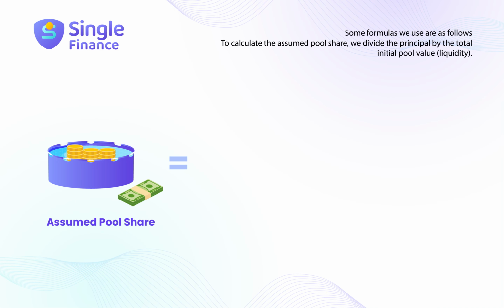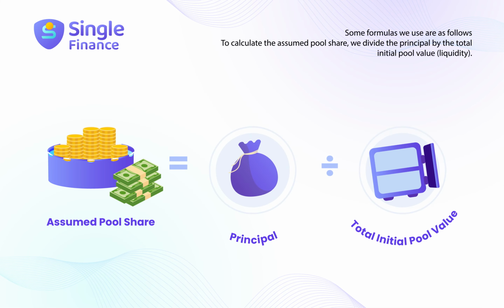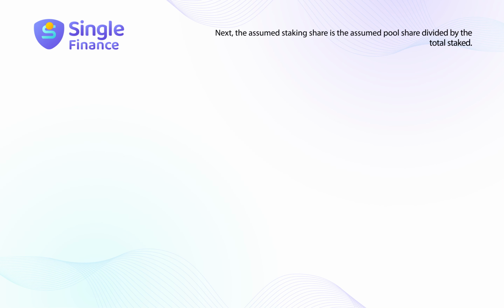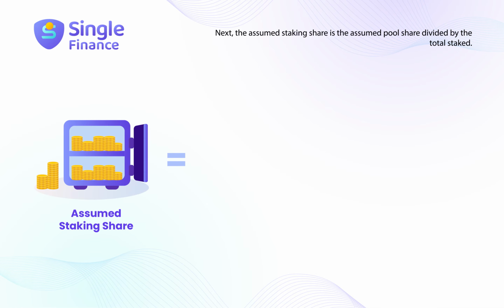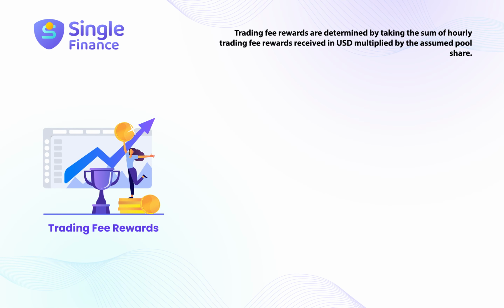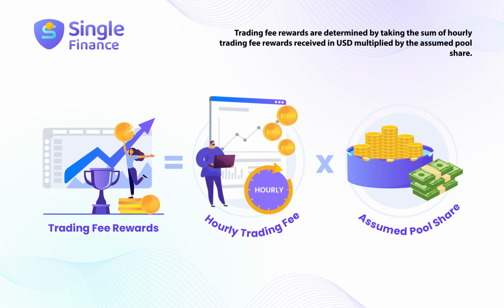Some formulas we use are as follows. To calculate the assumed pool share, we divide the principal by the total initial pool value, liquidity. Next, the assumed staking share is the assumed pool share divided by the total staked. Trading fee rewards are determined by taking the sum of hourly trading fee rewards received in US dollars, multiplied by the assumed pool share.